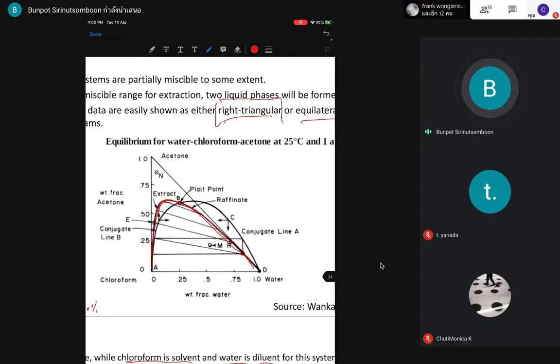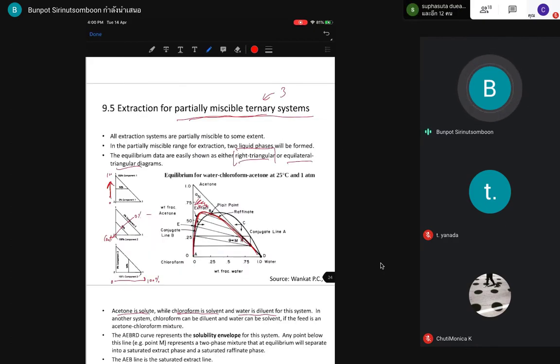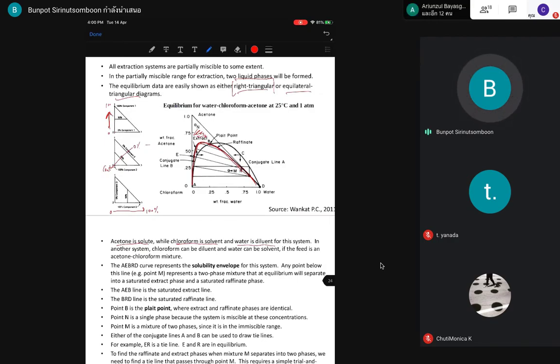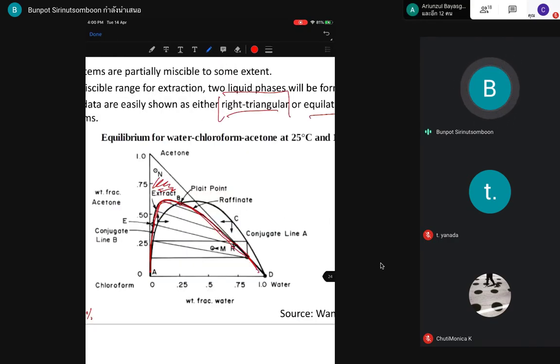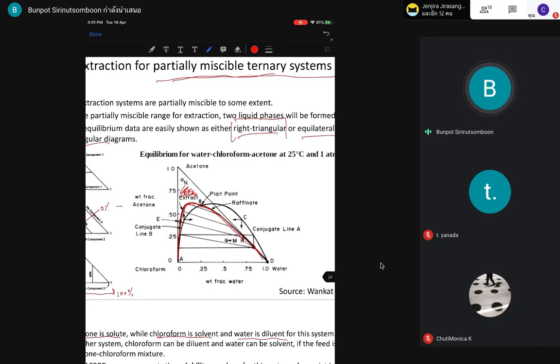In this zone, it's going to be one phase. One phase, a single phase, means that everything is miscible. So in this zone, both chloroform and water will be mixed with each other. They don't separate.